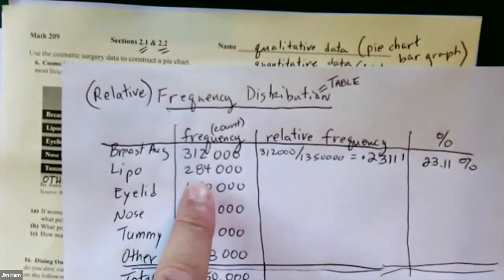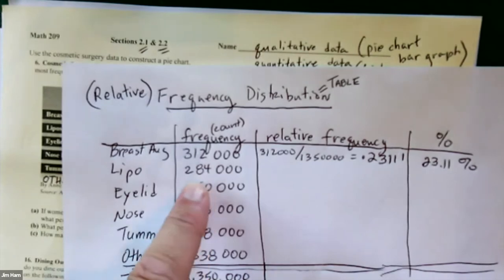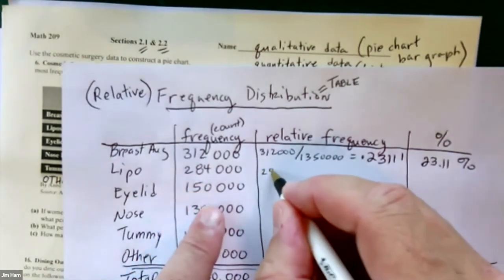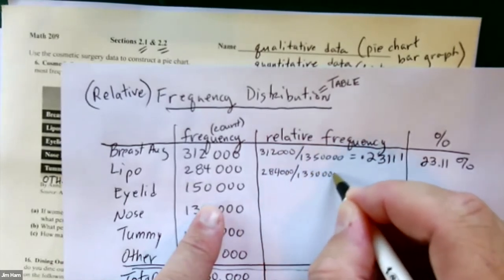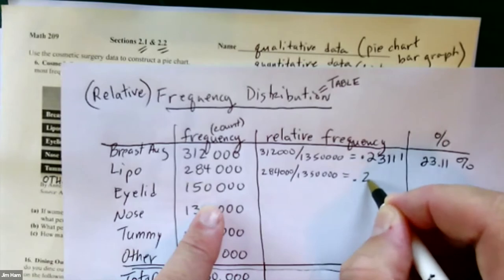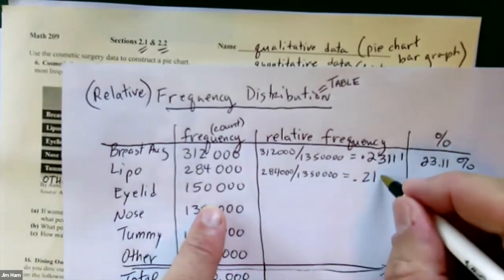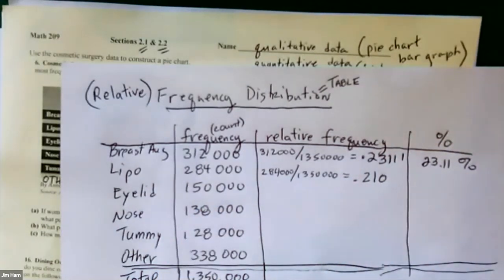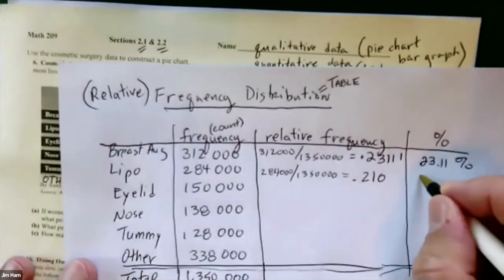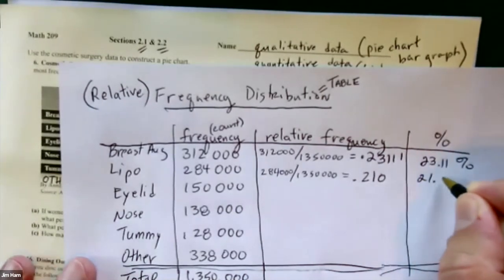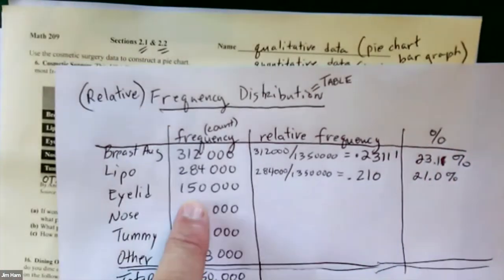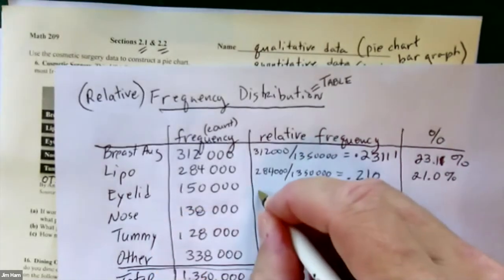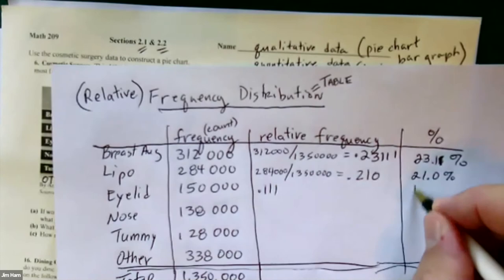I'm going to quickly do these other ones and enter them in here. All right, this one was 284 divided by 1.35 million, and that's 0.21. I'm going to round these to three decimal places. And if you round to three decimal places on the rate, then the percent will be rounded to one decimal place. Do the same thing going all the way down. This is 0.111, so 11.1%.